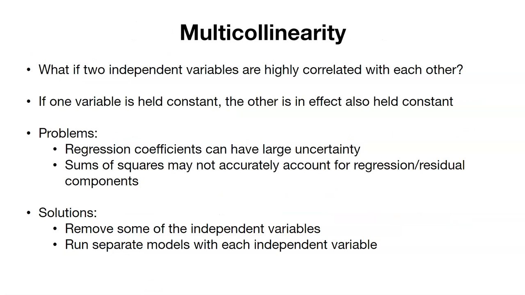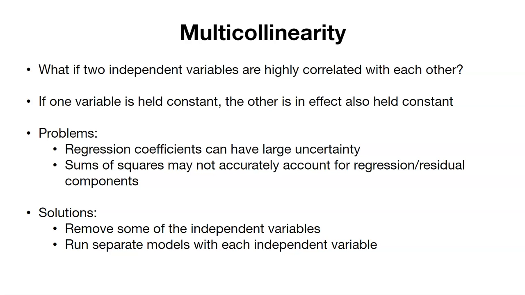Another really important thing that we need to be concerned about when we do multiple linear regression is multicollinearity. And so this is when two independent variables are highly correlated with each other. And if you have a multiple linear regression with, say, 10 different variables, some of those variables could be correlated with one another, so that you have serious multicollinearity in your regression model. Another way to think about this is if you move one variable, or if you hold one variable constant, well, some other variable is in effect also constant because the two variables are so correlated with one another.